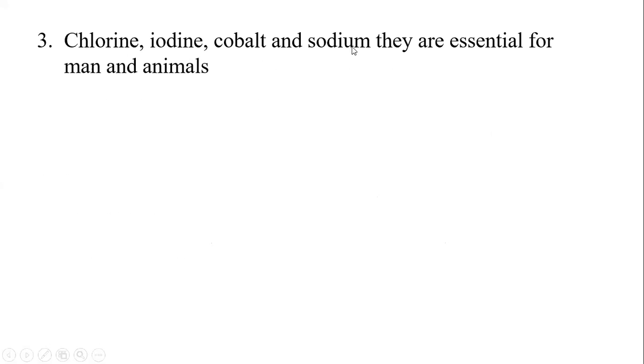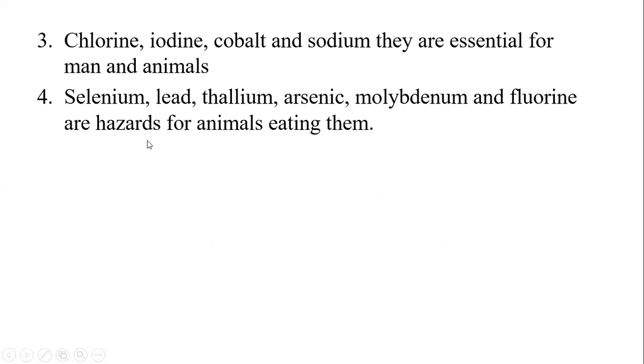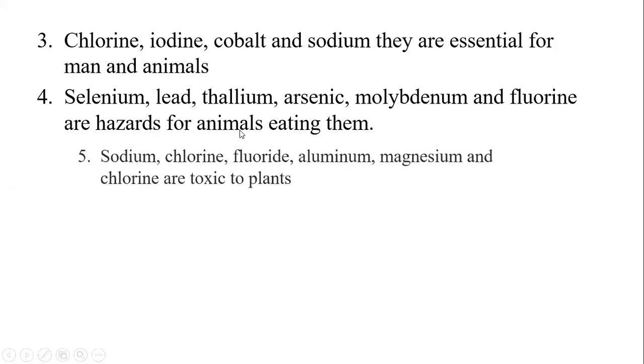Then the next one, that is selenium, lead, then thallium, arsenic, then molybdenum, and fluorine, are hazards for the animals and the plants. The animals or the group of the next element of the chain of the food, they are non-essential, or if those elements exist in the crops, they are hazardous for the animals eating them.